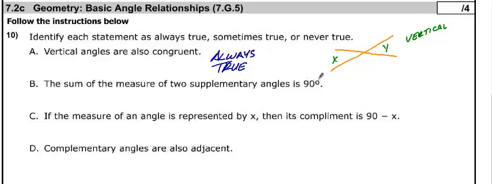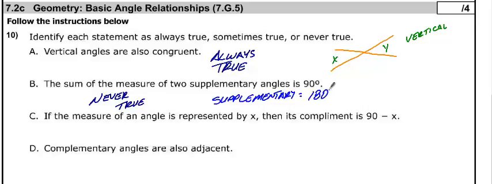The measure of two supplementary angles is 90 degrees. That is never true, because supplementary angles always measure 180 degrees. So supplementary equal 180. Complementary equal 90 degrees.